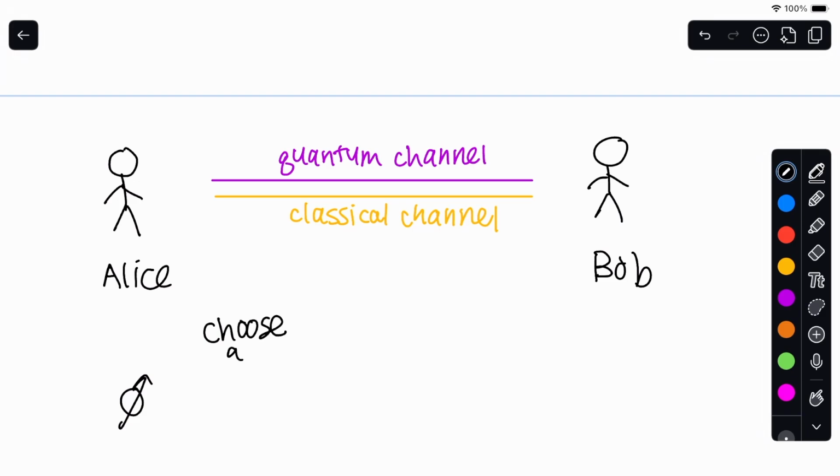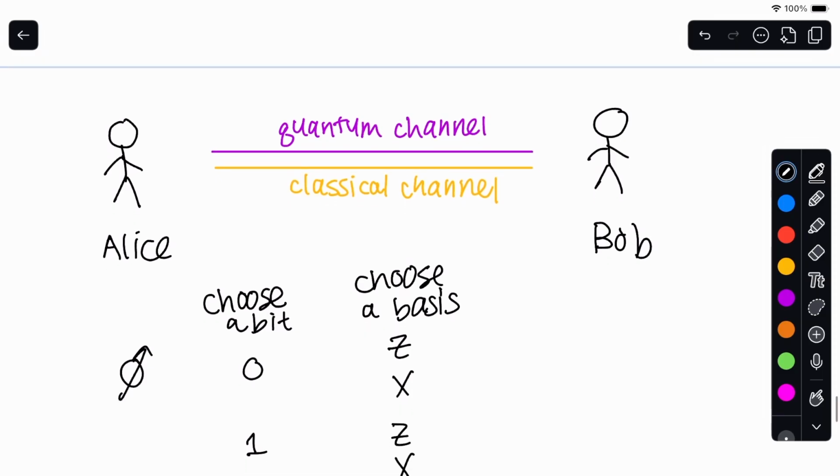Then Alice is going to have a qubit, and the first thing she's going to do is choose a bit. That's either going to be 0 or 1. And then she's going to choose a basis. The 2 bases she has to work with are either Z or X, and she can make this choice for either of these cases.